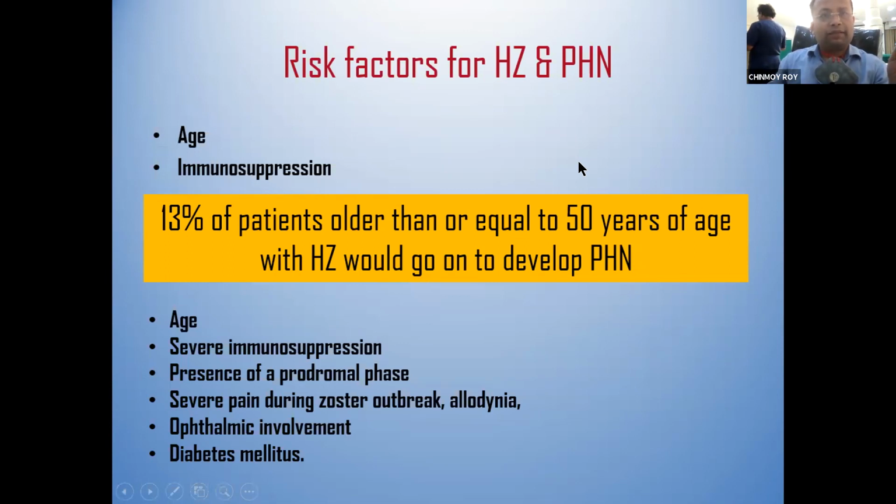Thirteen percent of patients aged 50 years or older with herpes zoster go on to develop post-herpetic neuralgia. The risk factors for post-herpetic neuralgia after someone has developed zoster are again age and severe immunosuppression, the presence of a prodromal phase, severe pain during the zoster outbreak and allodynia, ophthalmic involvement, and diabetes mellitus.